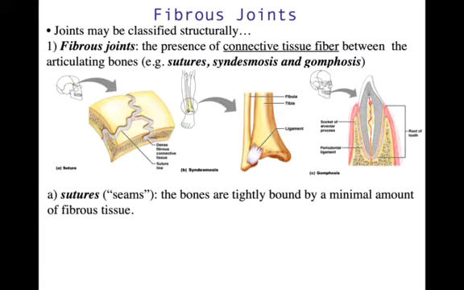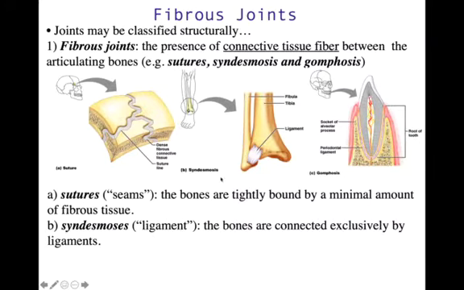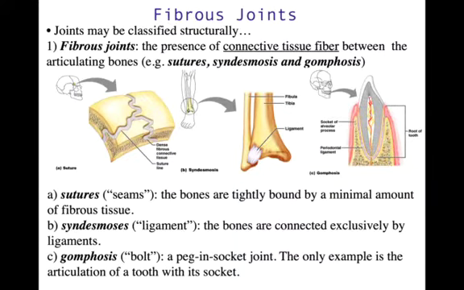You also have what are called syndesmoses. These are your ligaments. Ligaments are connective tissue structures, dense regular connective tissue, that do what? Well, they join bone to bone. So syndesmoses, or ligaments, are connected exclusively together by ligaments. And then the third one is called gomphosis. A gomphosis is like a peg-in-socket joint, and the only one we think about in our body is the tooth articulating within the socket. So sutures, ligaments, and your teeth in their sockets aren't meant to move. These are what we call fibrous joints.